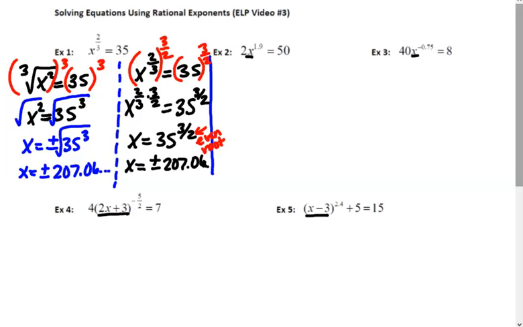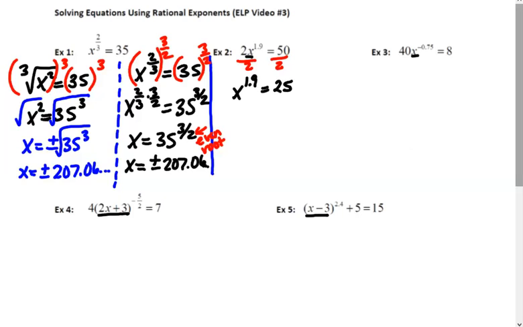So we always want to undo everything else in the equation until we get down to just the base with its exponent. Then we can apply reciprocal powers. So the first thing I want to do on this one is divide by 2. So I end up with x to the 1.9 power is equal to 25.